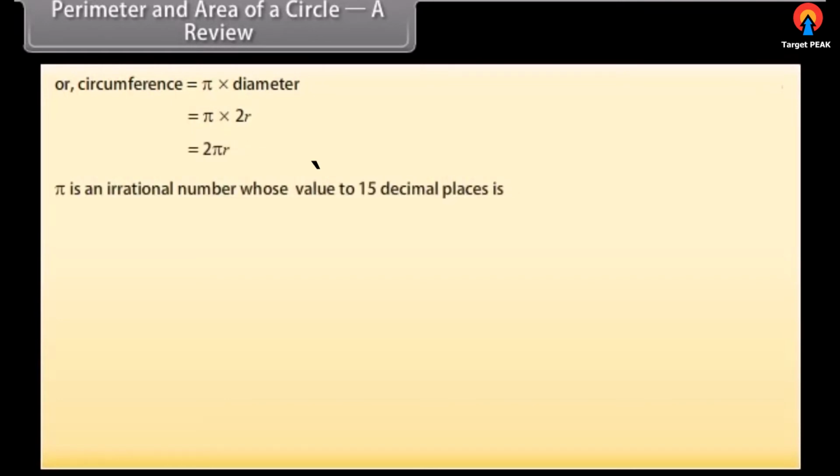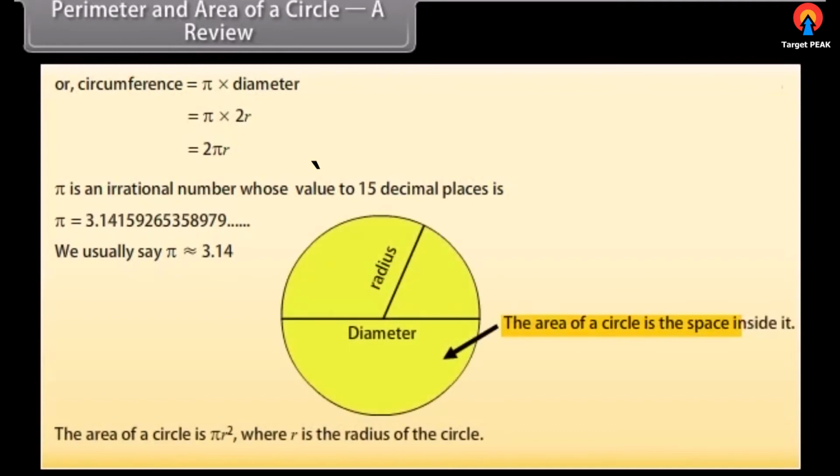Pi is an irrational number whose value to 15 decimal places is pi equals 3.14159265358979. We usually say pi is approximately equal to 3.14. The area of a circle is found to be pi r square, where r is the radius of the circle.